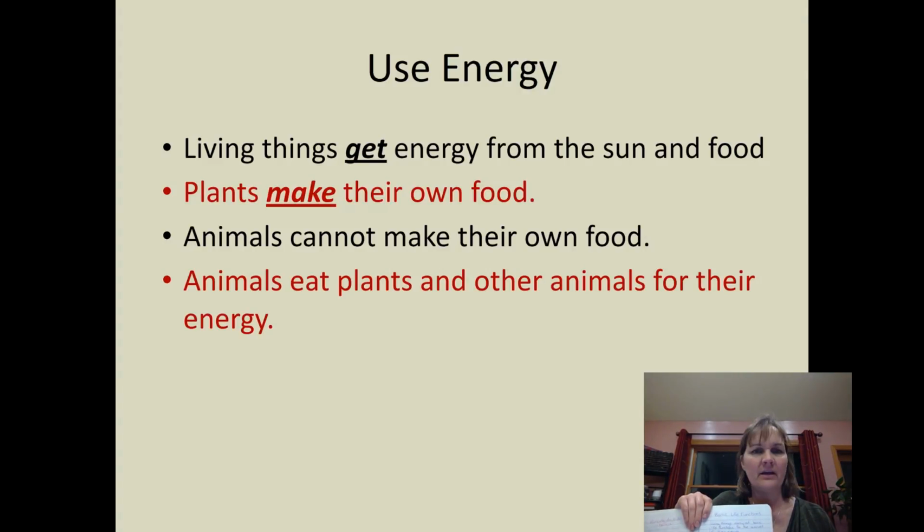Okay, all living things use energy. Now, plants make their own food, and so that's how they're getting their energy in the process of making it. Okay, so could you please write what's in red? Plants make their own food. Okay, while animals eat plants and other animals for their energy.